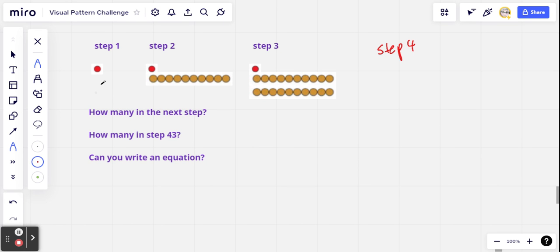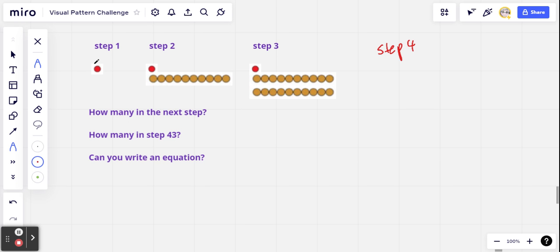Okay, let's see what we've got going on here. It looks like we've got just one dot in step 1. Oh, and then we add a lot here in step 2. So it looks like this is getting big pretty quickly. What do you think? Is this linear? Is this quadratic? Do you have a sense of that just by looking?